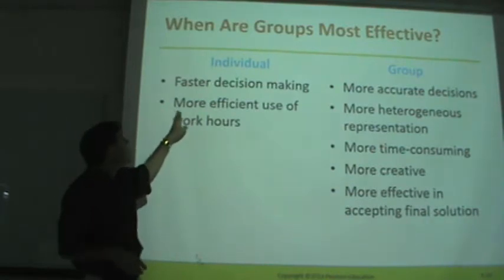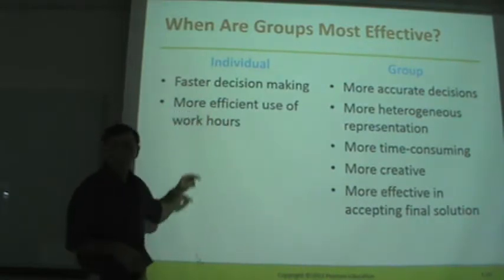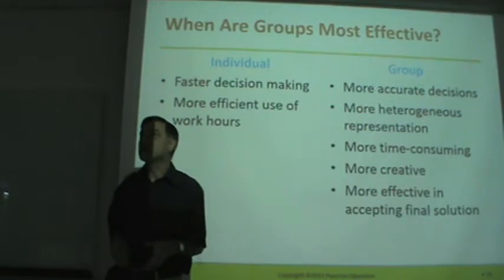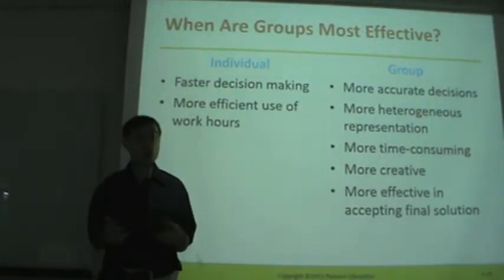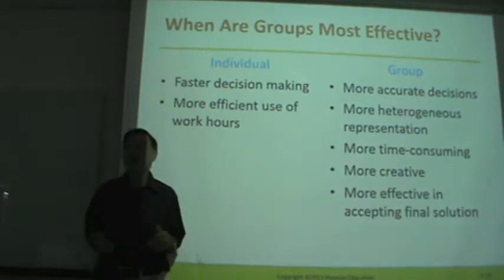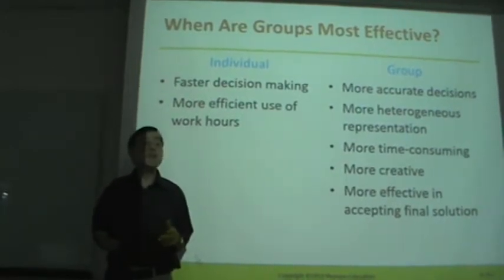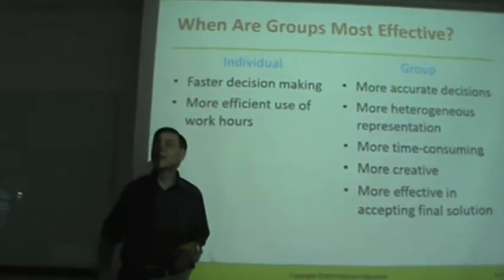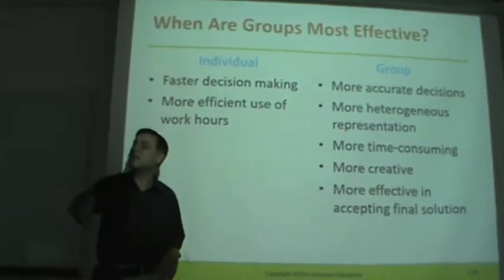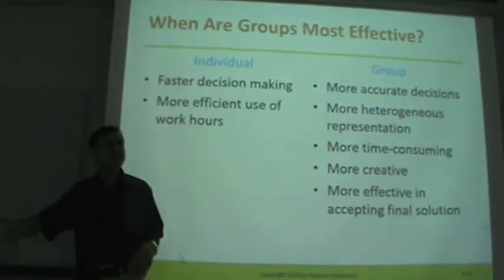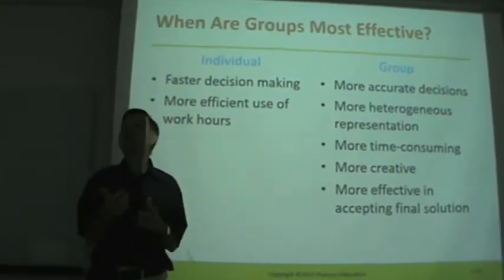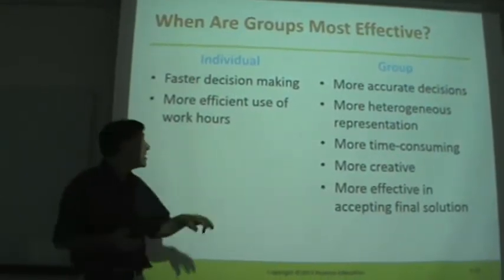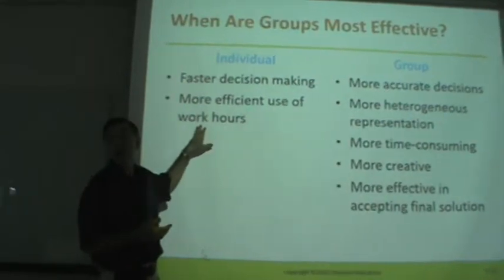Number two, you have more efficient use of work hours. Sometimes a big boss can quickly decide in 1, 2, or 10 minutes what to do, or in a day. If you have a committee, it will take 10 people. These 10 people can take one meeting, a second meeting, a third meeting, 2 months, 3 months, God knows how many. And the problem is that it's going to eat a lot of work hours.